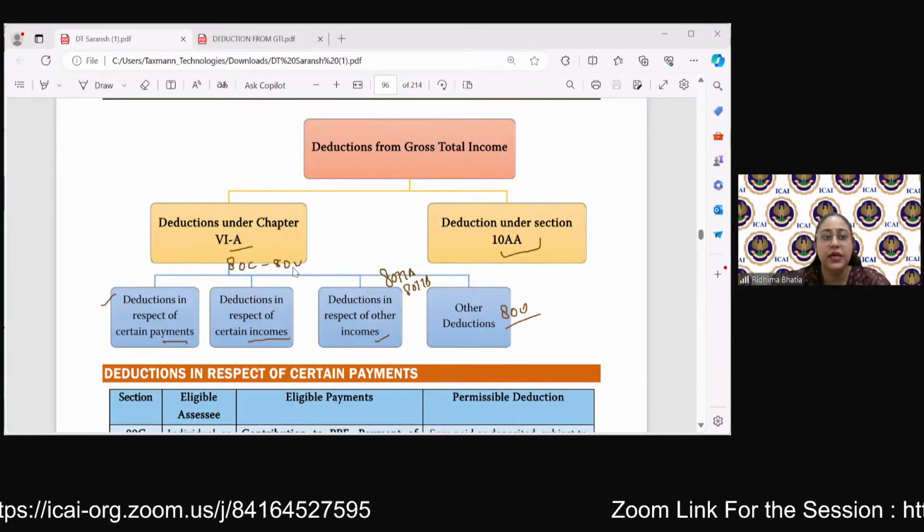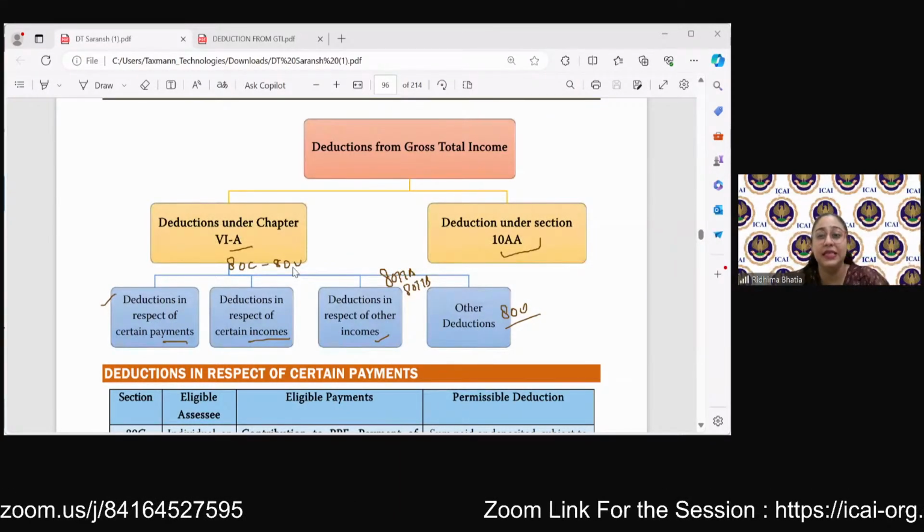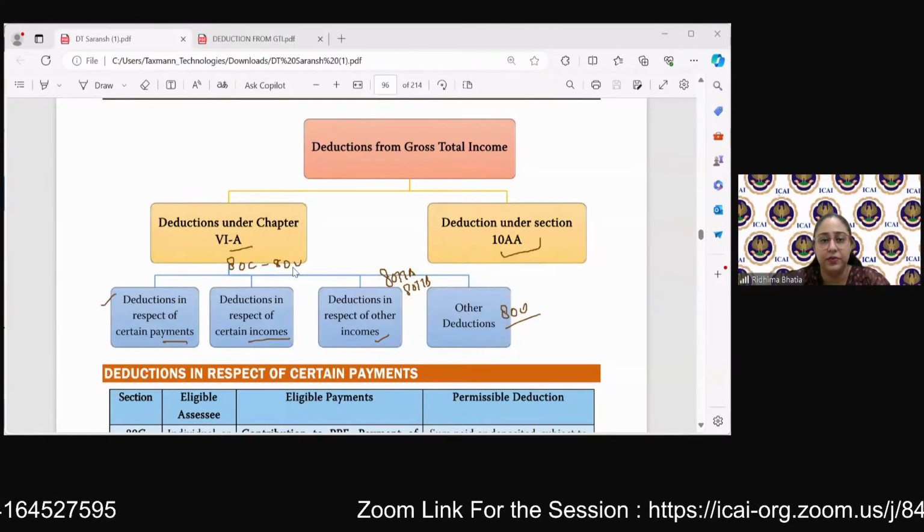Perfect. Wherever you have a doubt, guys, we have to just put it in the chat box. And again, I'm saying in case any of your queries are missed, please park it for the discussion part.